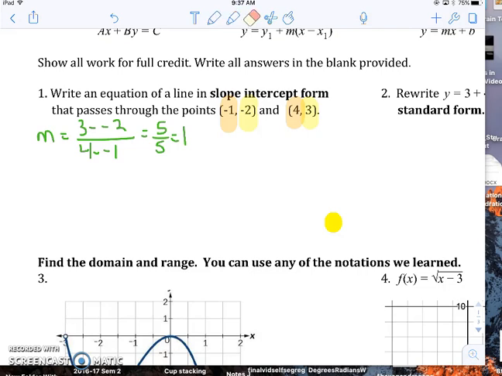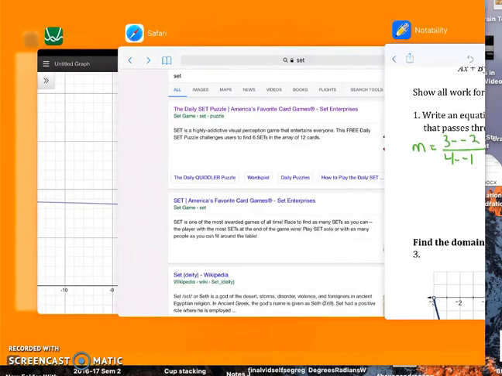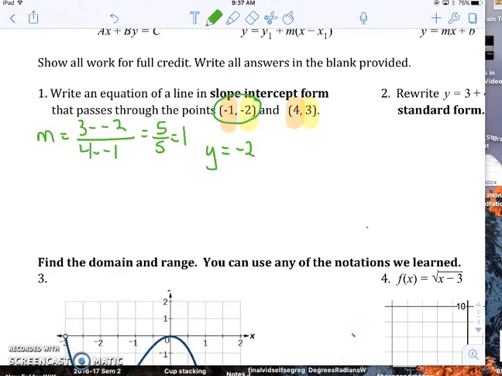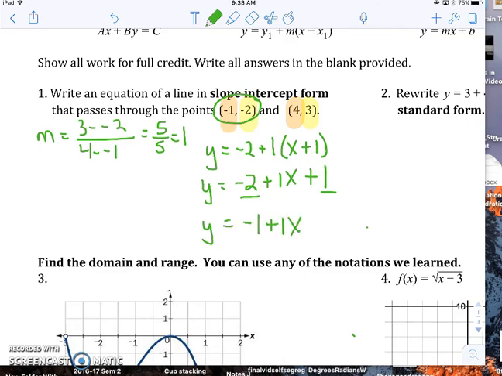Then there's a variety of ways we can solve this. I tend to put things in point-slope form. So y equals, maybe I'll take this first point, y plus our slope, x minus x1, so x plus 1. And now all we have to do is distribute and simplify. Negative 2 plus 1, so negative 2 and 1, negative 1 plus 1x.